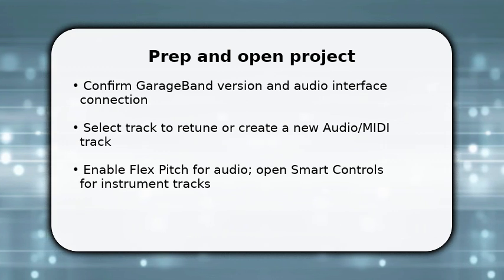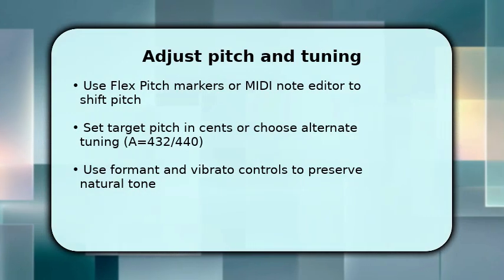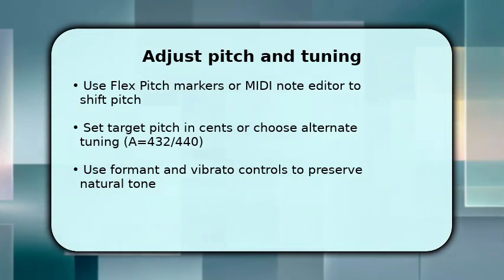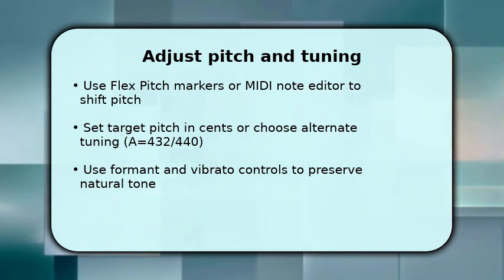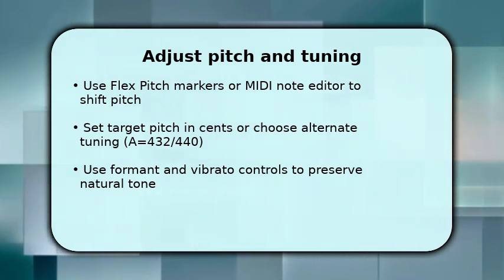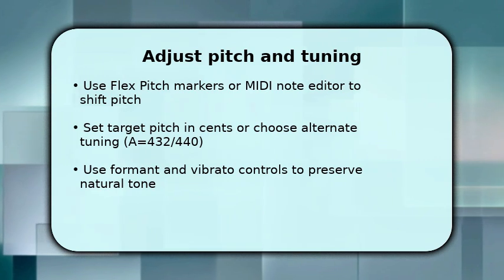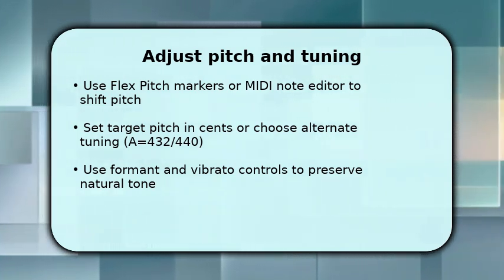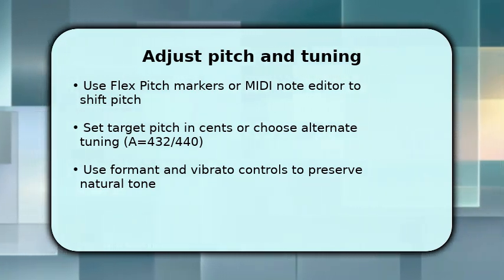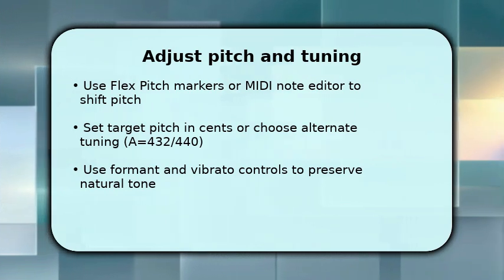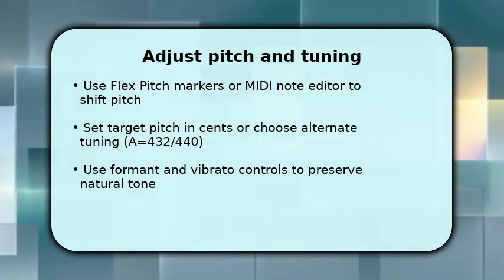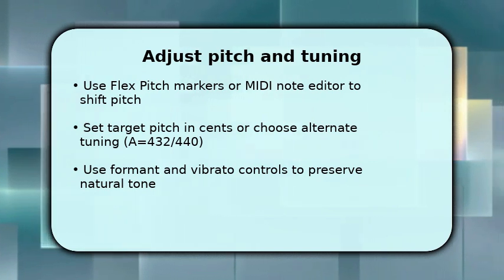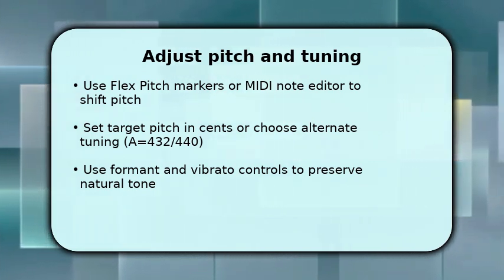You'll now make the detailed pitch corrections. For audio, drag Flex Pitch note markers up or down by cents to reach the desired pitch. For MIDI, transpose or edit individual notes in the piano roll. If you want an alternate concert pitch, change A equals 440 to A equals 432 by adjusting global tuning or detune the track by cents. Make small moves and use formant controls to maintain natural vocal timbre.